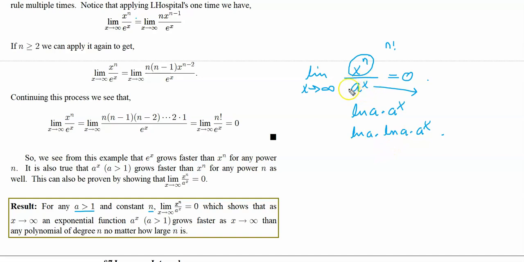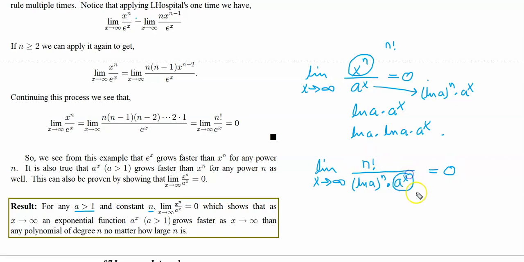So after differentiating this n times, eventually you're going to get the natural log of a to the nth power times a to the x. So after applying L'Hopital's rule to this n times, you would eventually get that. And of course this is 0 because what's in the numerator is a constant. This term will be going to infinity. And there you go. Okay.